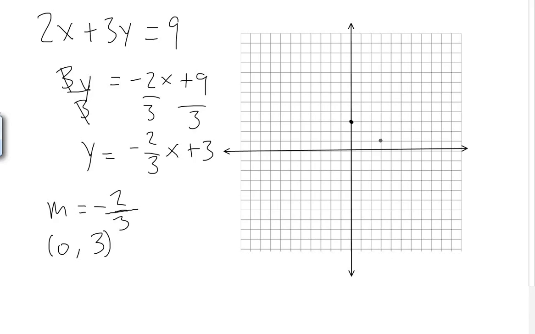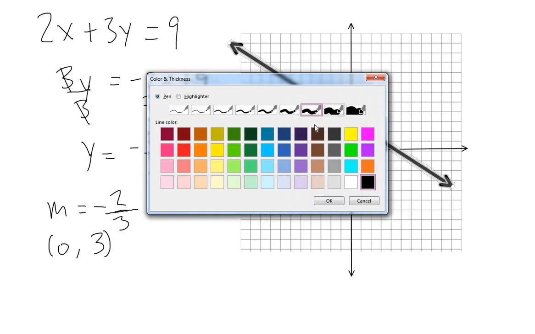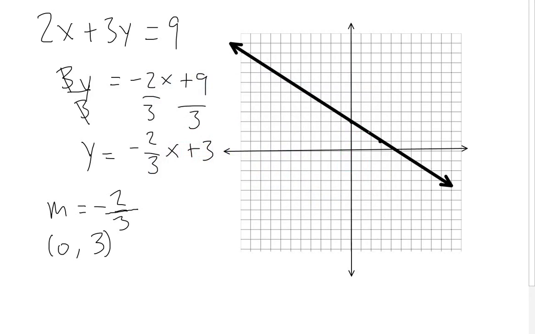Again, the rise is negative 2, that's why I'm going down. The run is positive 3, that's why I'm going 3 in the positive direction. But unlike before, we'll just use the 2 points and create our line. The line should pass through these 2 points. It didn't change the thickness, but you get the idea.